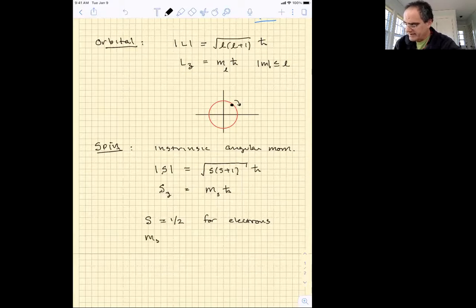Thus, m sub s, which can take on values from minus s to plus s, spaced by whole number separations, can only take on two values, minus 1/2 or plus 1/2. These are the only two possibilities. Since there are only two possibilities, sometimes these are just referred to as spin up and spin down.